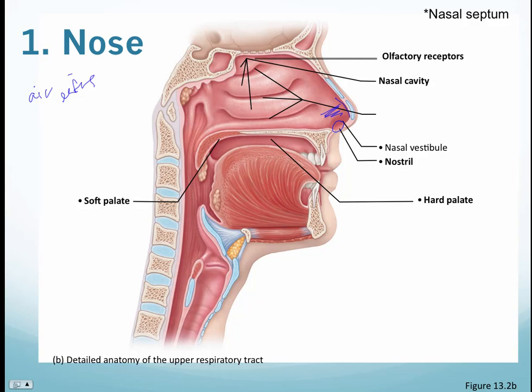Now also what we have here are, of course, at the roof of our nasal cavity, olfactory receptors for the sense of smell. And what else do we have here? Separating our oral cavity from our nasal cavity, we have this palate. Anterior, it's composed of this bone, so it's hard palate. Posterior, muscle, and so this is called the soft palate.